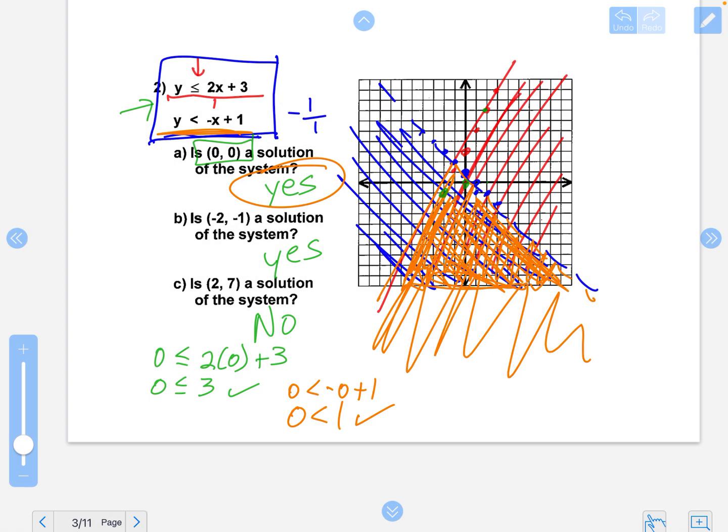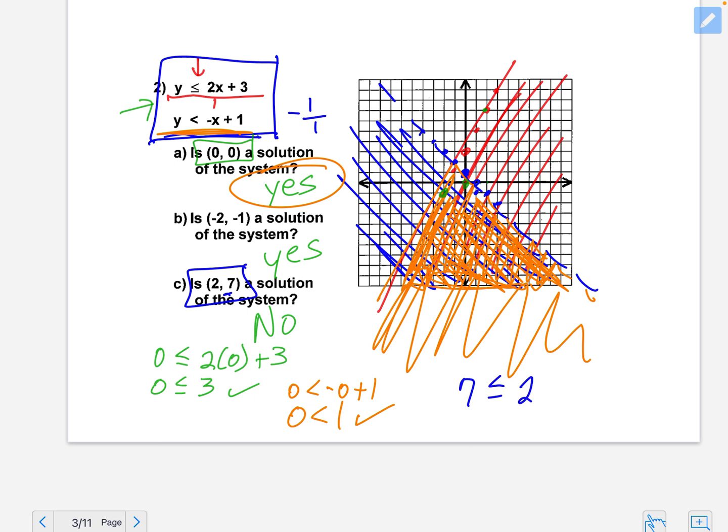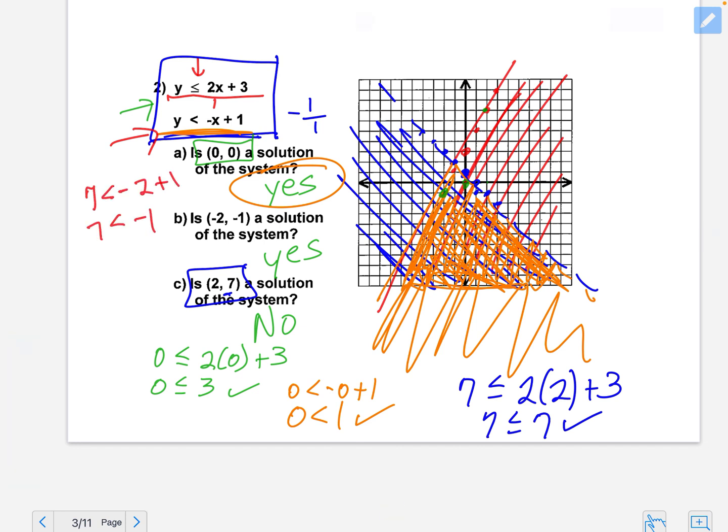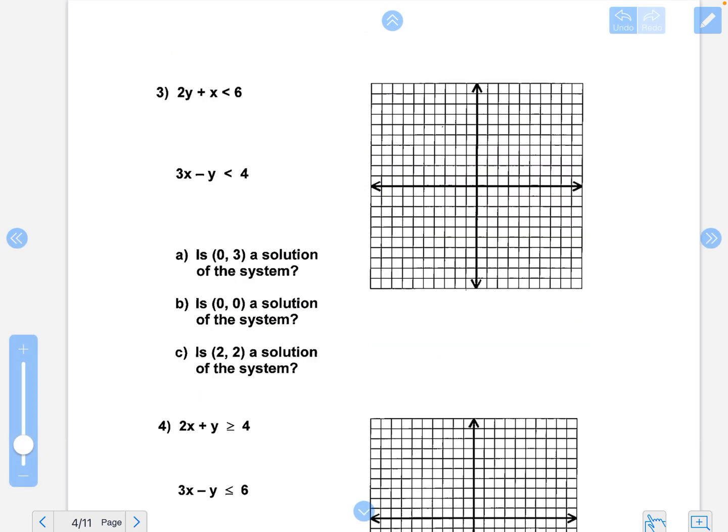Let's do that for this one that was a no. Let's see what happens. y is 7, is less than or equal to 2 times x, which is 2, plus 3. 7 less than or equal to 7. Yes, that's true. But let's try the second equation. 7 is less than negative 2 plus 1. 7 is less than negative 1. No, that is not true. So that's why this one was a no. It did not make both equations true.